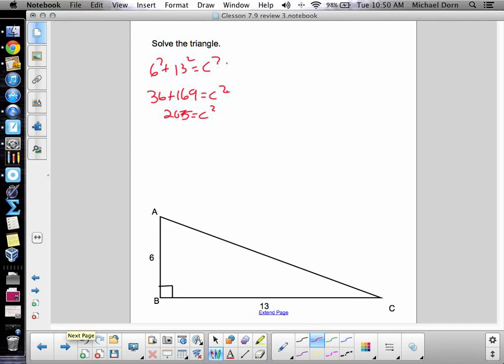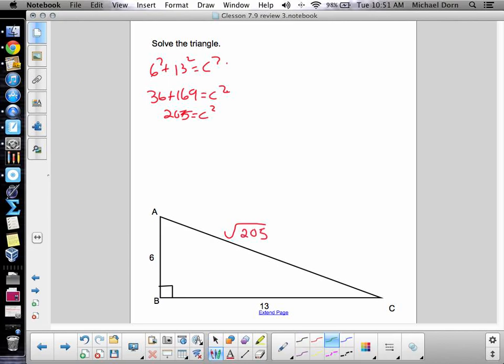Is your perfect square going to go into 205? I don't think so. Even ones won't work because it's an odd number. So we're stuck with 9, which doesn't go in. 25 does not. 49 does not. No, nothing goes into 205. So that's the easiest we can get.